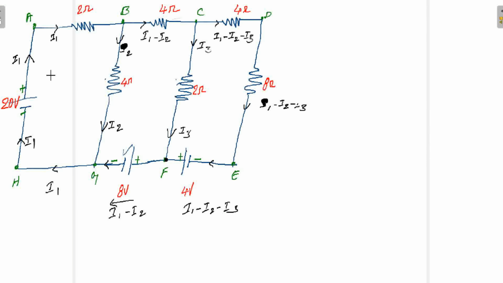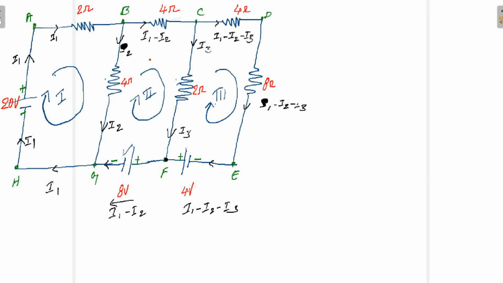Now I am selecting the A, B, G, H, A loop, and here I am drawing a clockwise direction. You can draw anti-clockwise also, no problem. In any way you can draw. So generally we'll consider this a mesh 1 or a loop 1. This is your loop 1, this is your loop 2, and this is your loop 3. Here we have denoted current directions and loop directions also.